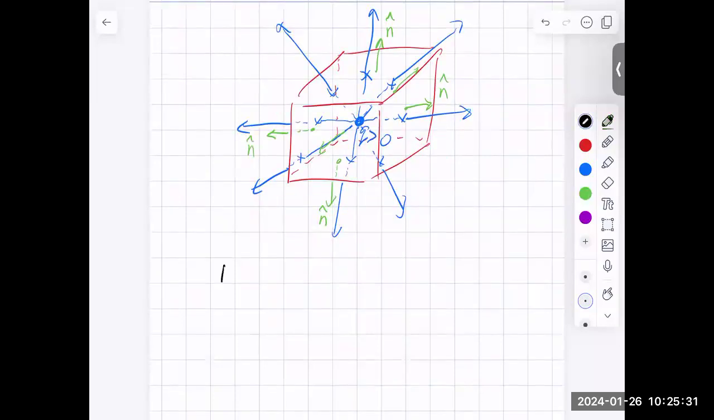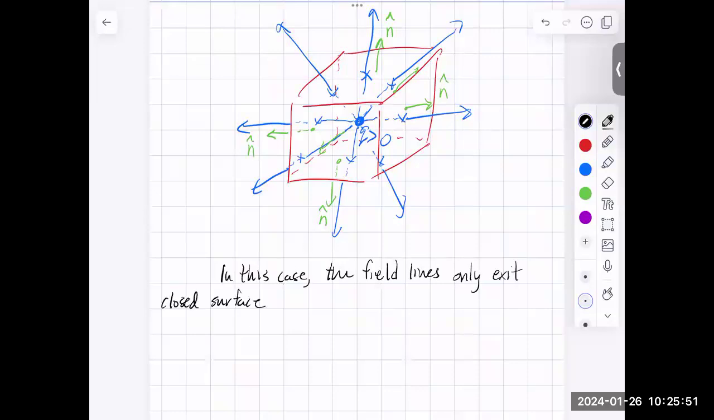Okay, so in this case, the field lines only exit the closed surface, and we only get positive flux. And so here, phi is greater than 0.